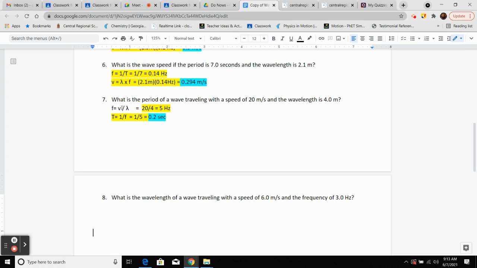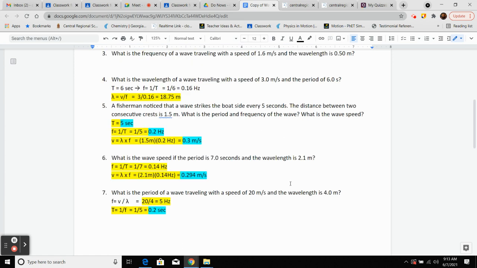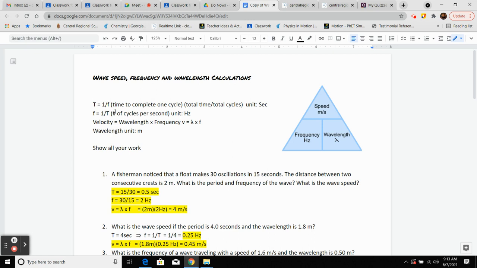That's it for number 7. Right? Because they wanted period, but we need frequency first. So you had these 2 pieces of information to get frequency, and then T is 1 over F.